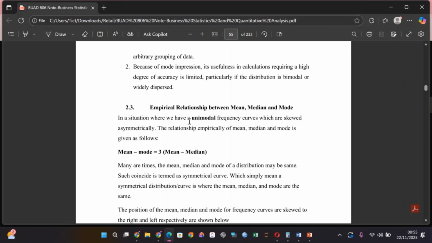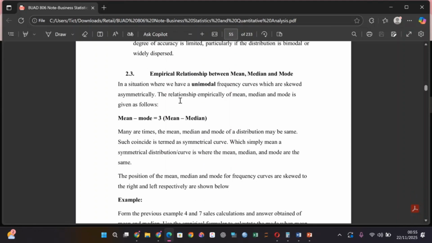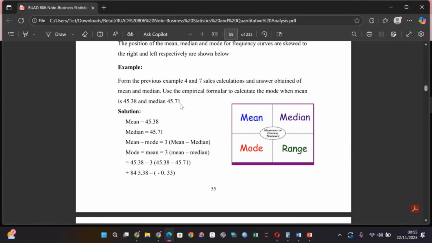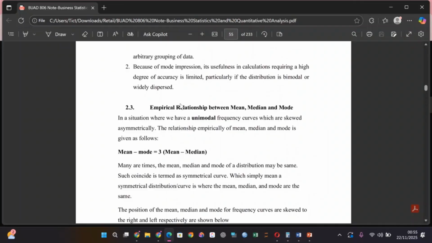What page are you on? This is page 55. Page 55.